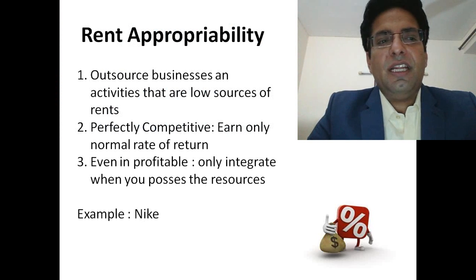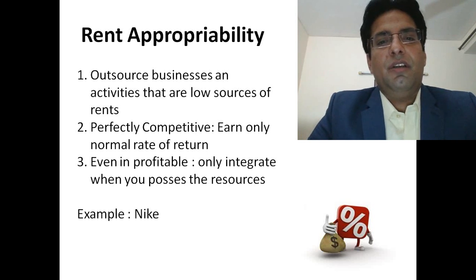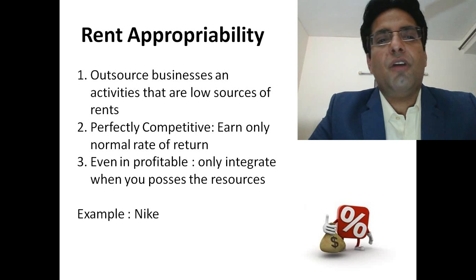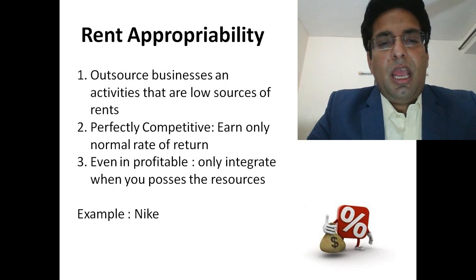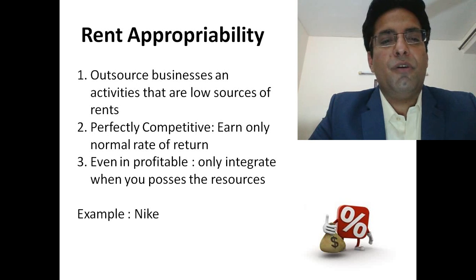So instead of looking at one factor of making that decision, there are four factors that help you make that decision. The first one is rent appropriability, which says that we should outsource the activities where the return on investment is normal, which means that if there is a perfectly competitive market for that activity and the rate of return for that activity is normal, we should probably think about outsourcing that activity. And we should only integrate, that is, we should only insource, when we have the resources to perform that activity.